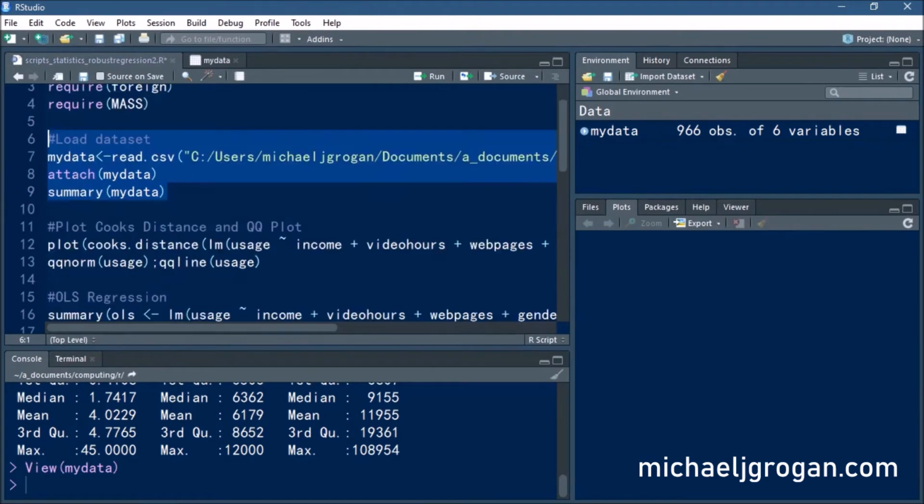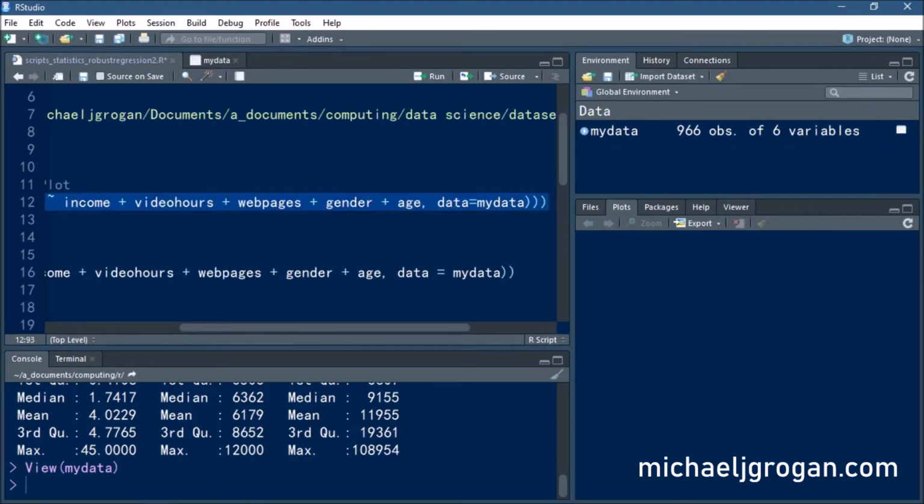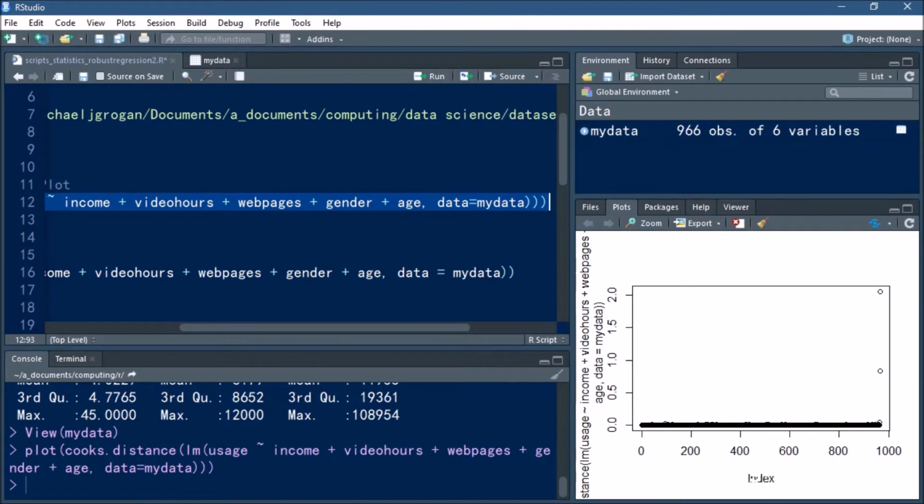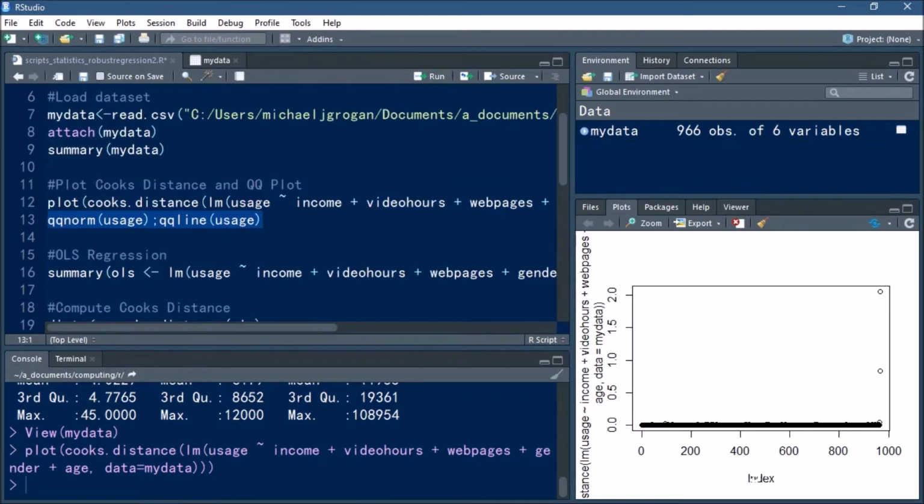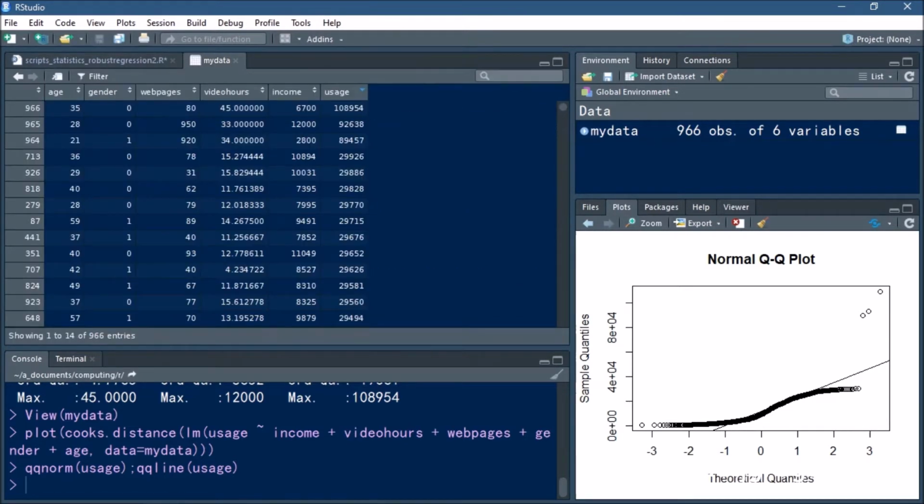The first thing we'll do is plot what's called Cook's distance, taking our dependent and independent variables. You can see that we have two separate outliers here. And if we generate a QQ plot, you can see that some of our outliers don't fall onto the regression line. Then we have three outliers, three particular individuals who are using a lot of internet. I don't know what Netflix movies they're watching, but obviously their usage is a lot higher than the rest of the sample.